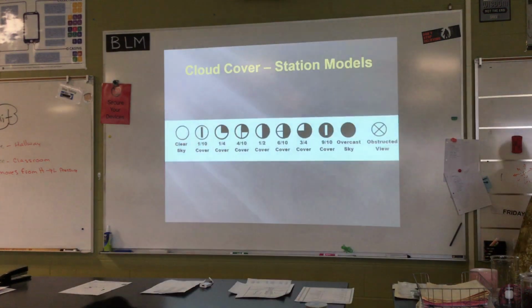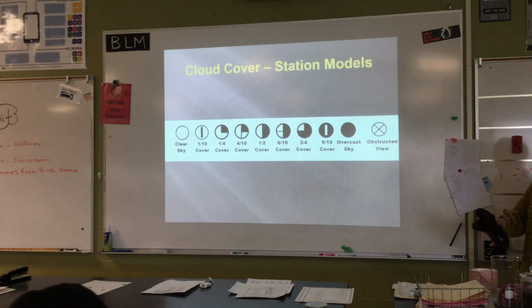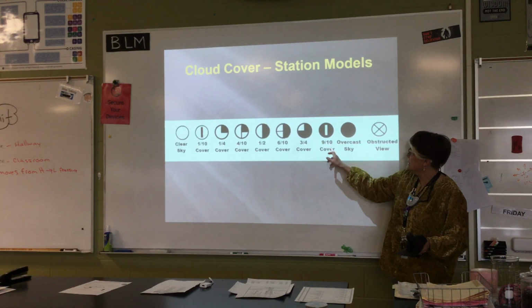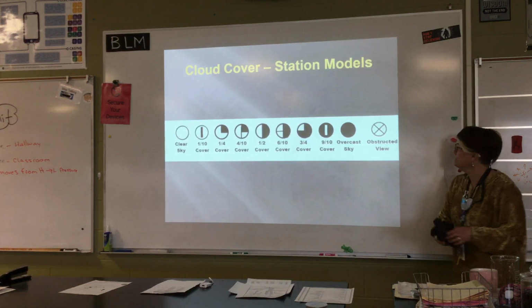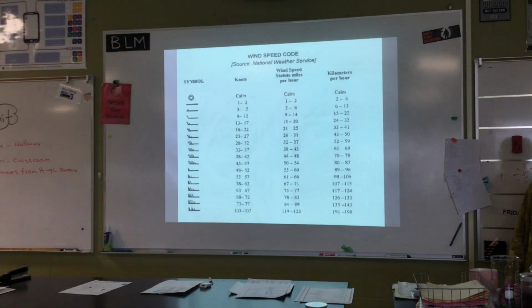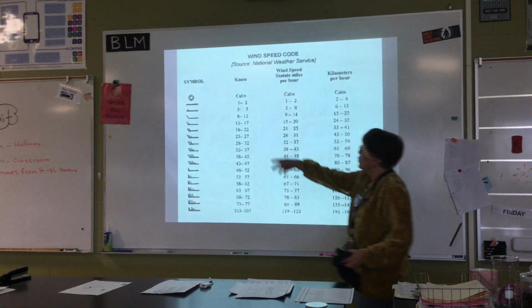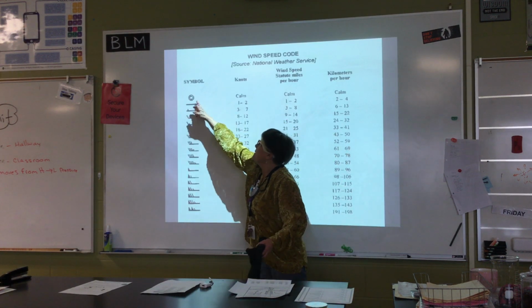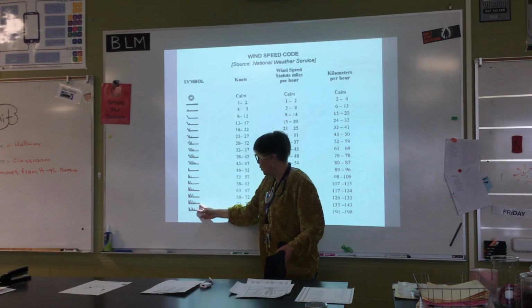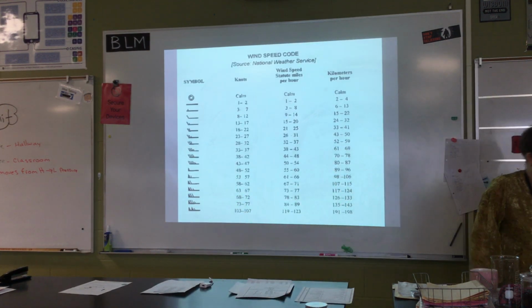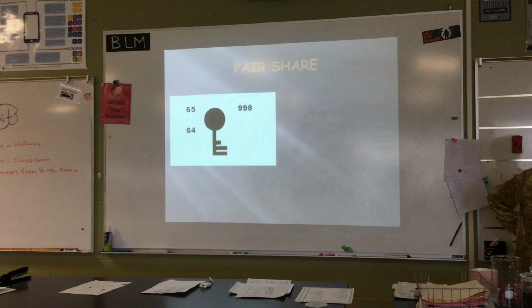All right. These are the cloud cover station models, so you can kind of see. This would be like 9/10 cover, so almost all covered. Obstructed view just means not enough information, we can't see. And again, there's that wind speed, where we measure wind in knots. If it's like this, it's very calm, but the more complicated the end gets, the higher the winds.